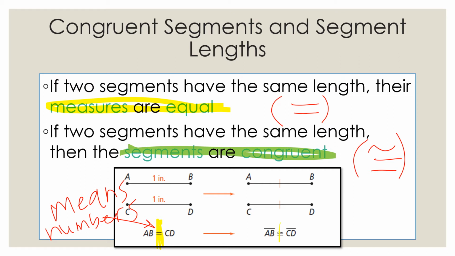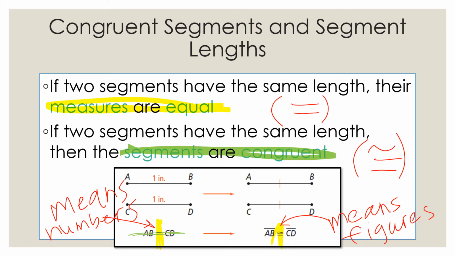And a congruent sign means figures. So if you look at our little diagram here in the box, we have AB equals CD here. So that means AB is 1 inch, so CD has to be 1 inch.